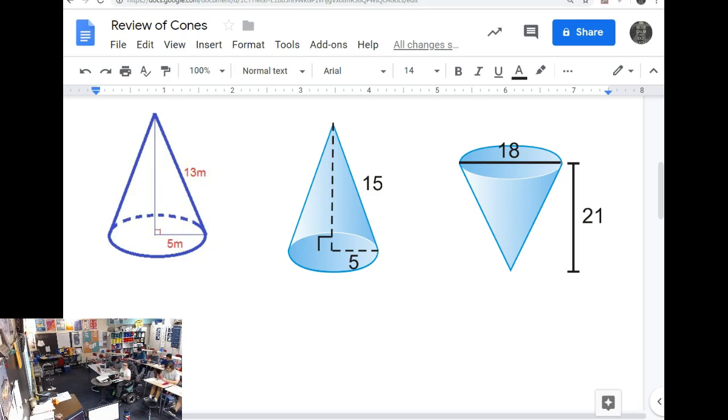Now, actually, the first one there, can somebody find the height for me? 12. That's another famous Pythagorean triple. Yeah, 5, 12, 13. It's a famous Pythagorean triple. When you see the 5 and the 13, hopefully, well, it doesn't really matter if it activates your brain, but it can if you start to memorize them.